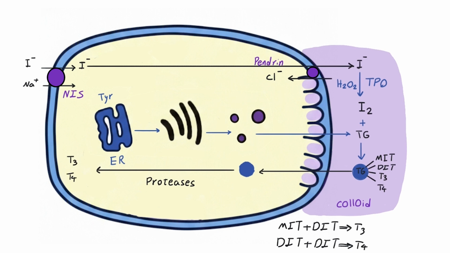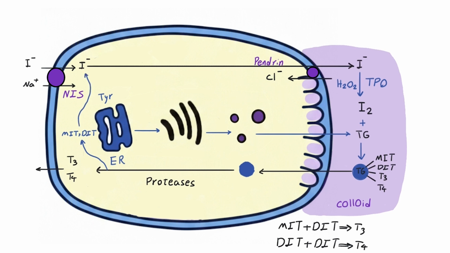Finally, the follicular cell secretes the active hormones T3 and T4 into the bloodstream so that upon reaching their target tissues, they can exert their metabolic effects. But what happens to the released MIT and DIT? This is where the enzyme deiodinase comes into play.